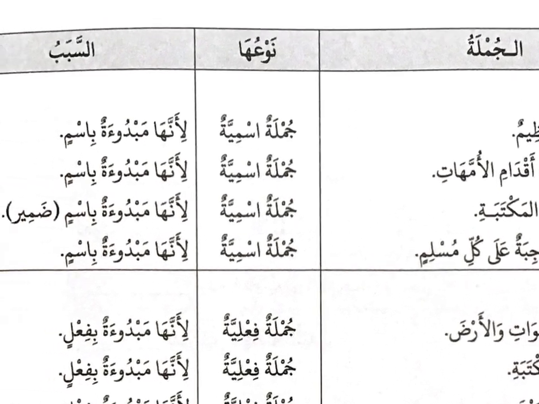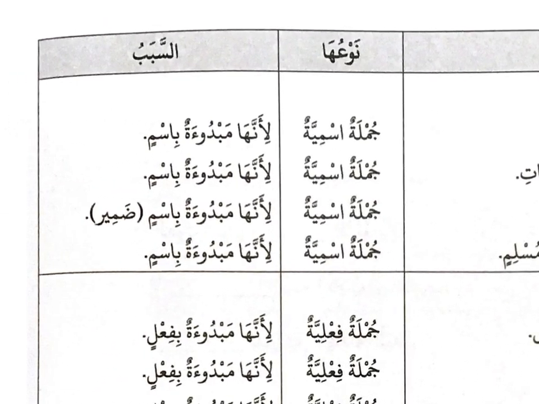So now we understand why we call this jumla ismiyah, because as-sabab, the reason, li'annaha mabdu'atun bismin, because the sentence starts with an ism. The same goes for sentence number 2, sentence number 3, and sentence number 4. And in sentence number 3, the sentence starts with ana. As I've mentioned earlier, this is also an ism, because it is a damir, a pronoun.